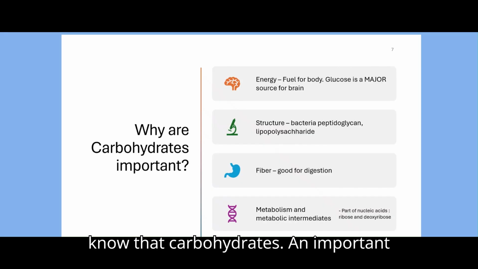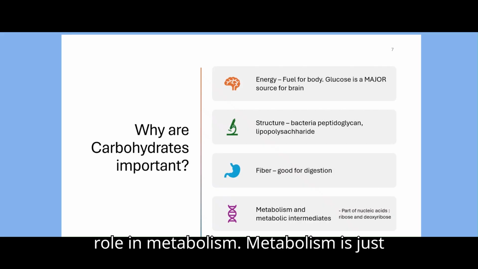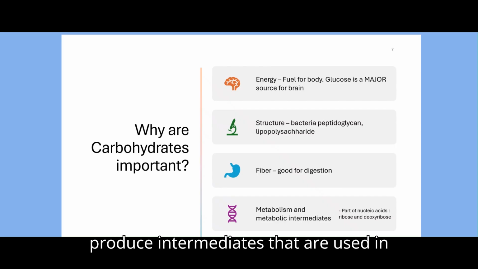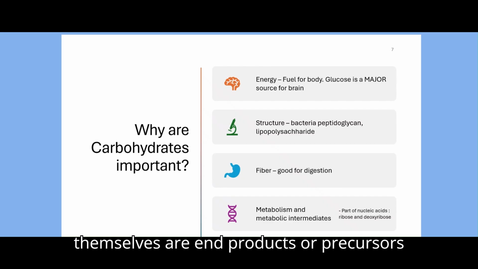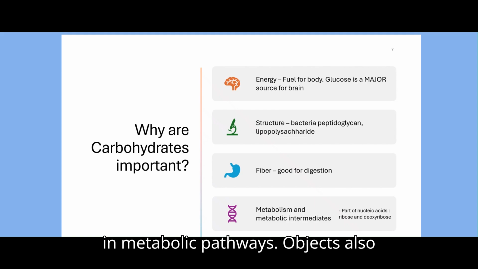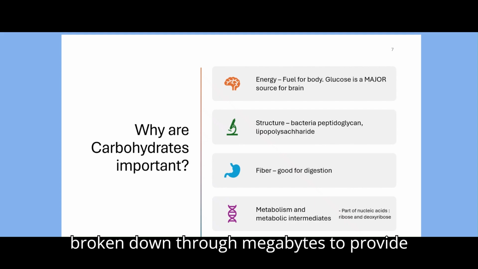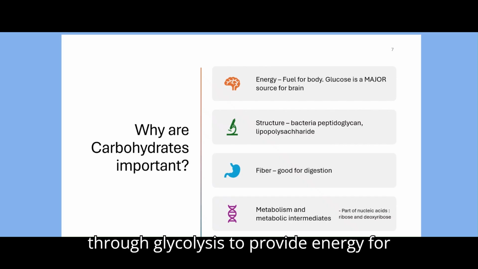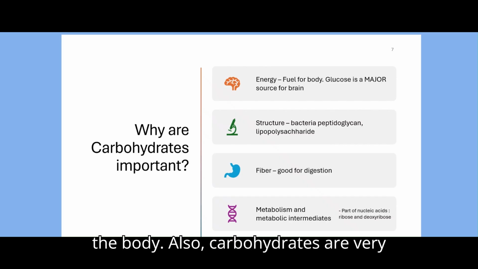And we know that carbohydrates play an important role in metabolism. Metabolism is just a combination of all the reactions that occur in the body. And if you check most of the metabolic pathways, carbohydrates are involved. Either they produce intermediates that are used in other metabolic pathways, or they themselves are end products or precursors in metabolic pathways. Carbohydrates are also broken down through metabolic pathways to provide energy, like glucose, which is broken down through glycolysis to provide energy for the body.